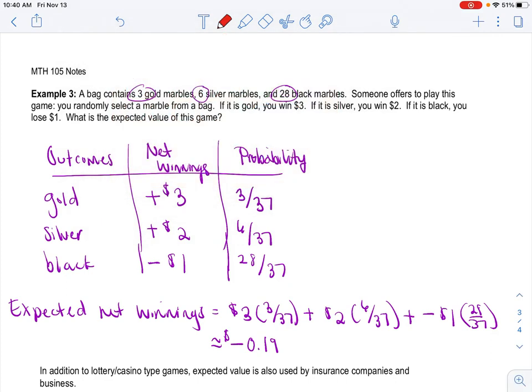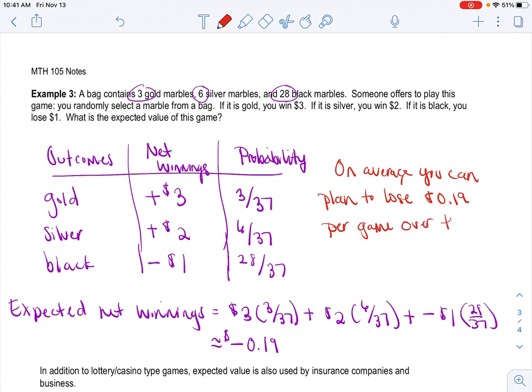So again, nice little sentence. On average, you can plan to lose 19 cents per game. Again, being really specific, over the long run. Okay, so that's really good to know. Not that I ever want to encourage gambling, but hopefully this is encouraging you maybe not to, because you are seeing we just constantly are losing money, but to also just walk away.